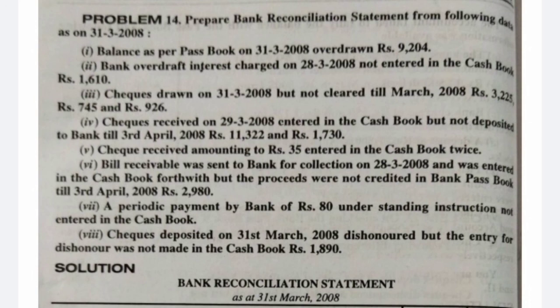But in the passbook, they deposited the check. They might have taken a credit on the credit side in the passbook, and they might have taken the dishonor entry on the debit side. Therefore, in the passbook the entry got nullified: 1890 plus on the credit side, 1890 minus on the debit side. But in the cash book they have not recorded the dishonor entry of 1890 on the credit side.